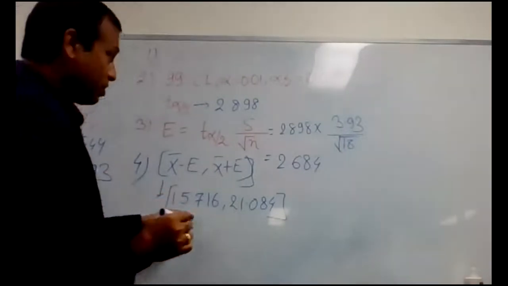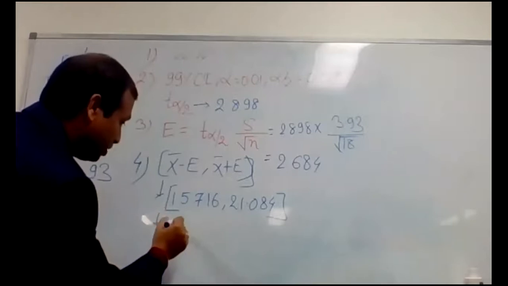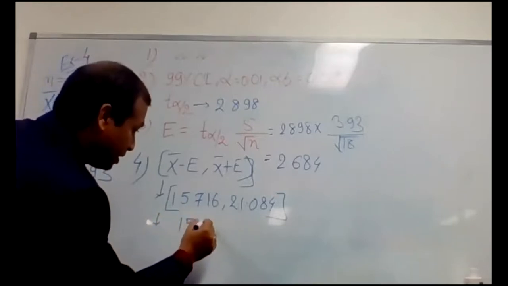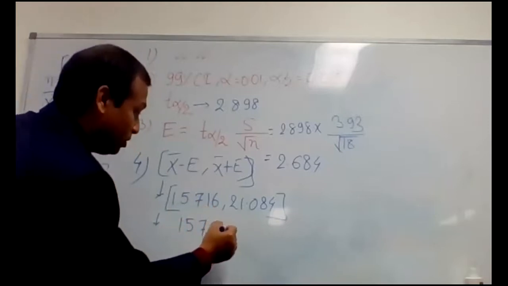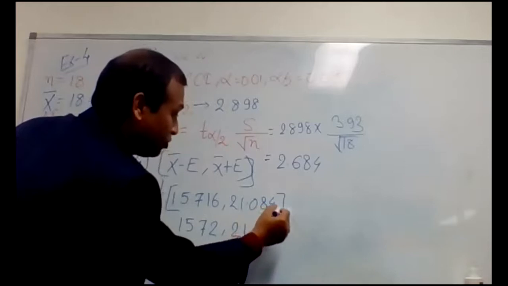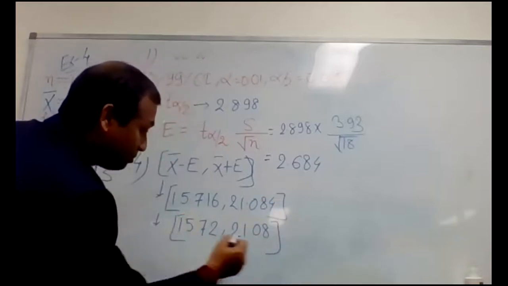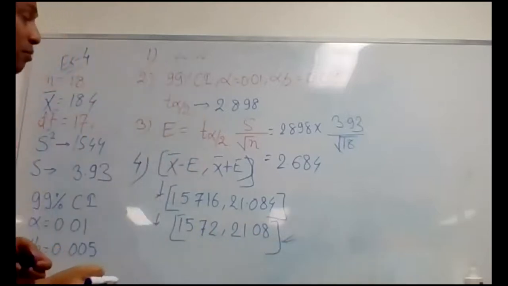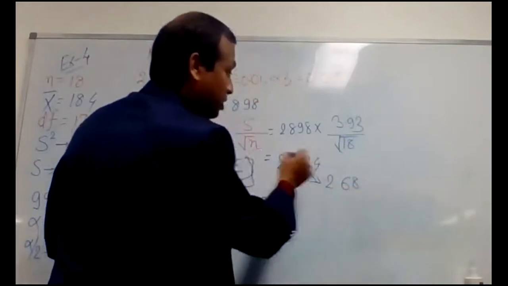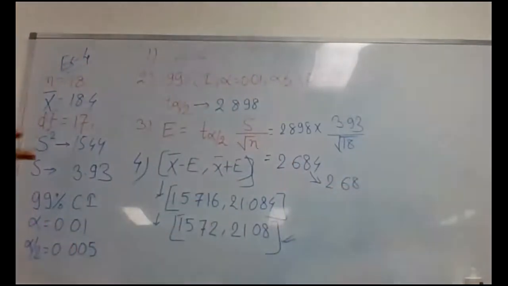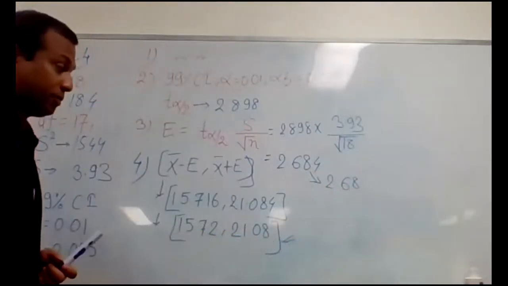So if this is the question, the confidence interval, you have to write only the answer with 2 decimal digits. 15.716 will go to 15.72, since it is more than 5. And 21.084, less than 5, so 21.08. For the final exam, you should provide this number, 2.68, not 3 digits, only 2 decimal points. So 2.68, 15.72, 21.08.